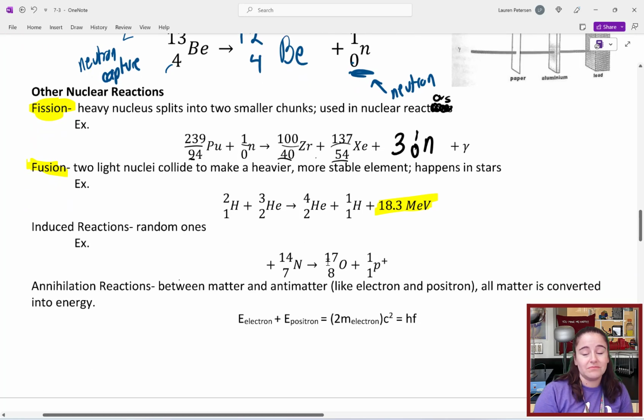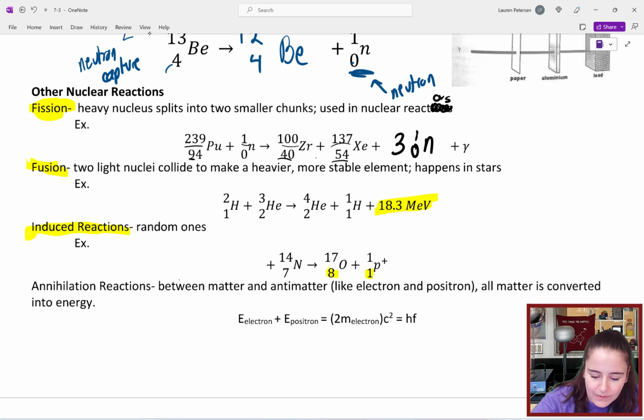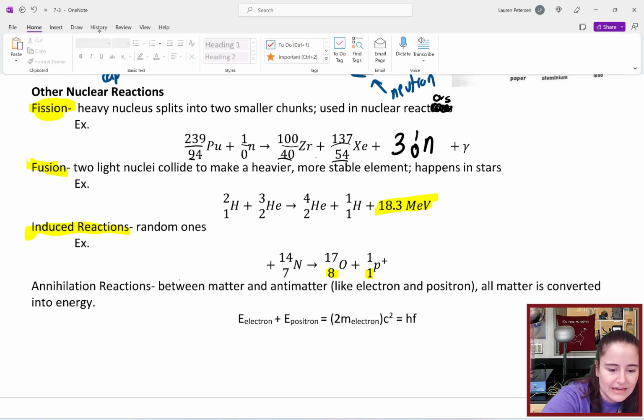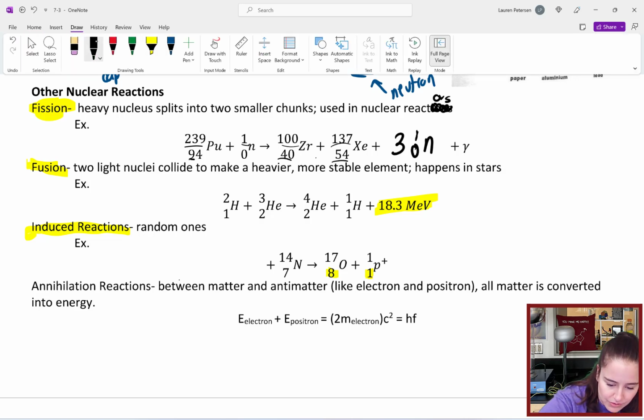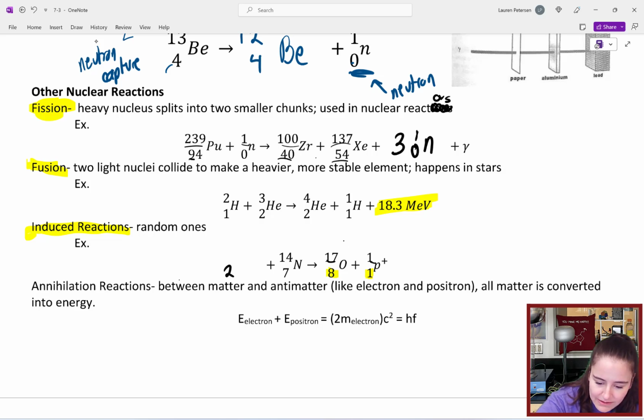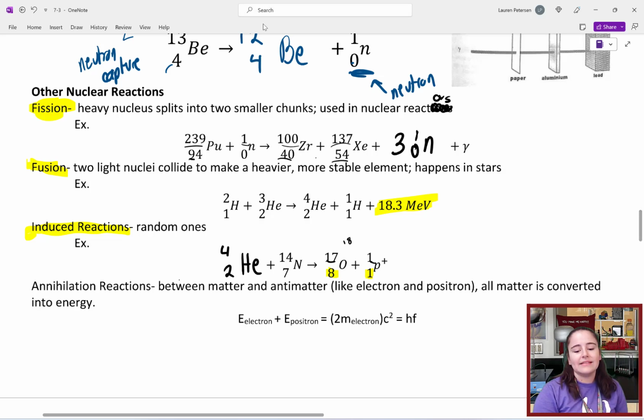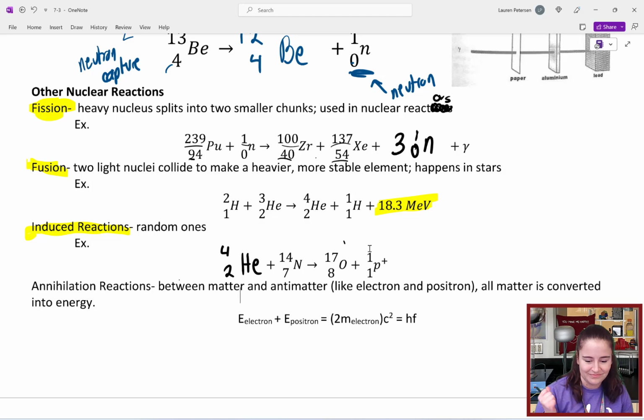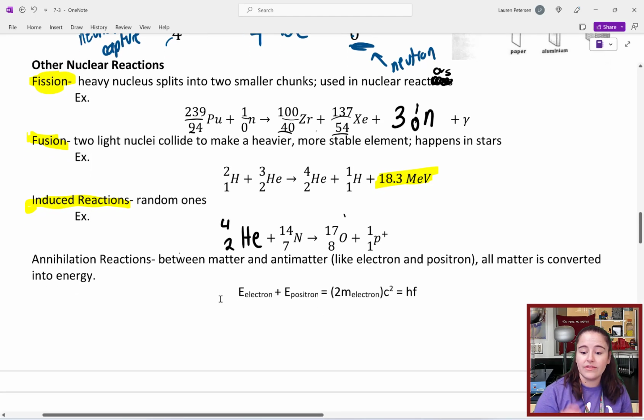We can also have just random reactions that they'll present you with, and we just need to use our conservation laws. So we got 8 and 1. Okay, 8 and 1 is 9, so that means we need a 2 there. 17 and 1 is 18, so we need a 4 there, so that must be an alpha particle. Slam it into a nitrogen to produce an oxygen atom and a proton, it looks like. Okay, cool? Now, one of the other ones that you will see is annihilation reactions.